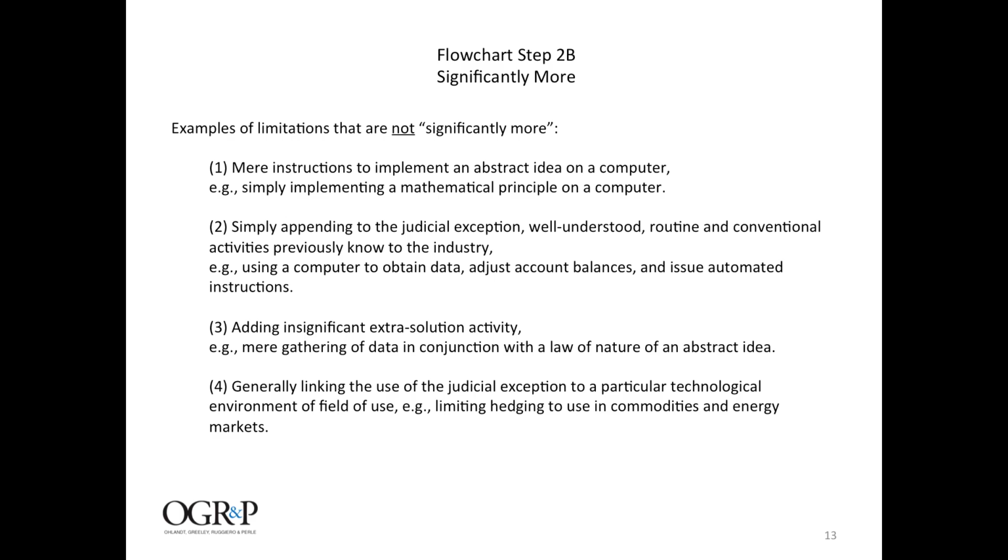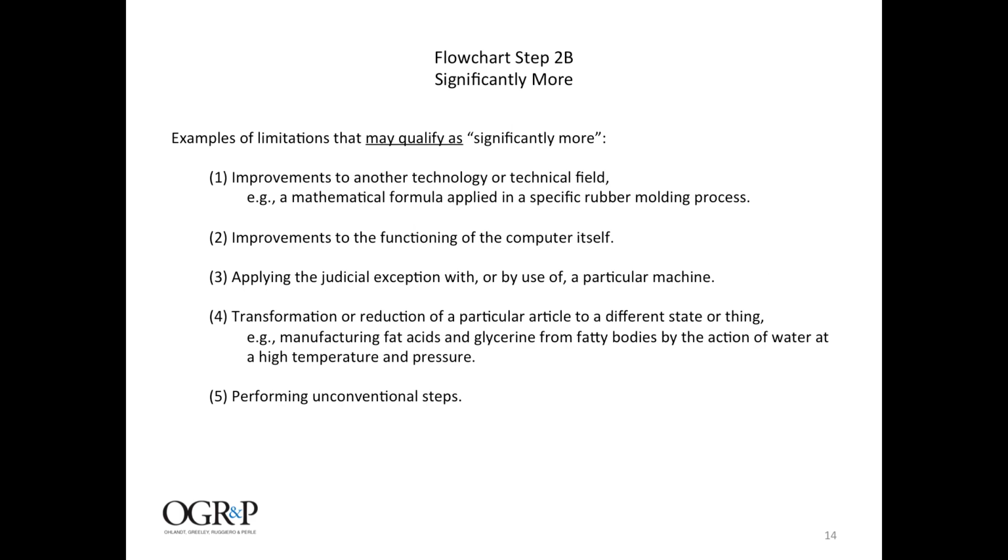All right. So again, on these past 2 pages, on page 12 and page 13, I'm showing you some examples where courts have found something to be examples of abstract ideas. Here on page 13, examples of limitations that were not significantly more than an abstract idea. And then on page 14, examples of features that were deemed to, yes, qualify as significantly more. The examples are: 1, improvements to another technology or technical field. Example, a mathematical formula applied to a specific rubber molding process. Oh, yes, advance the screen, thank you. I wasn't paying attention.